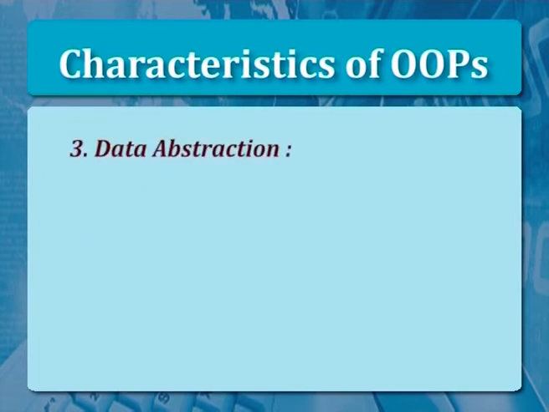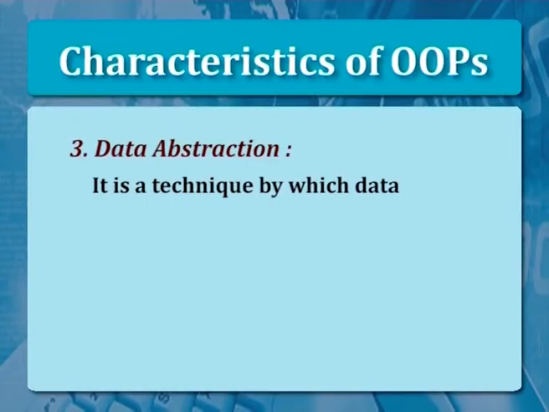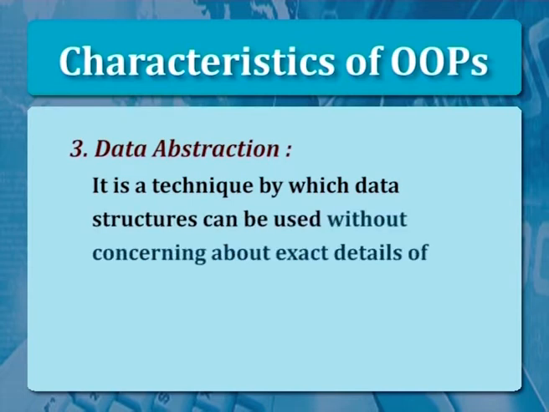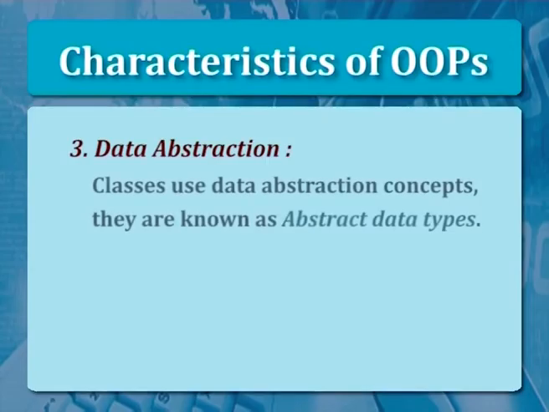Data abstraction. Data abstraction means how to abstract data without knowing the procedure used. Technically, we can say that data abstraction is a technique by which data structures can be used without concerning oneself about the exact details of implementation. For example, multiplication of real numbers without actually bothering about how binary numbers will be multiplied internally in the computer. Since classes use data abstraction concepts, they are known as abstract data types.